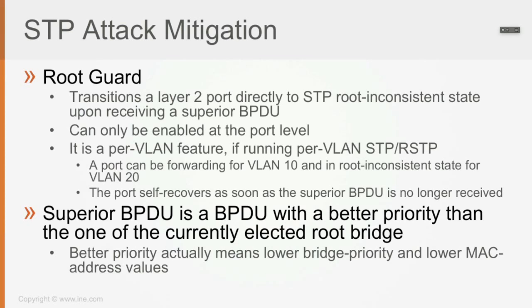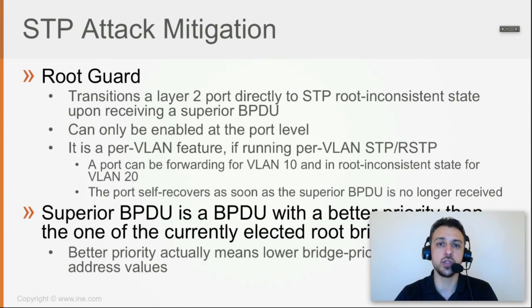So if the bridge priority can be anything from 0 to 61,440, then a priority of 0 is better than a priority of 61,440. So in STP, a lower value number is considered to be a better priority, which gives the switch more chances to become a root bridge. So this is a superior BPDU.